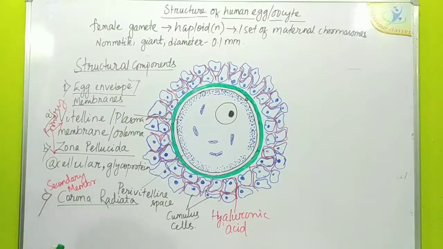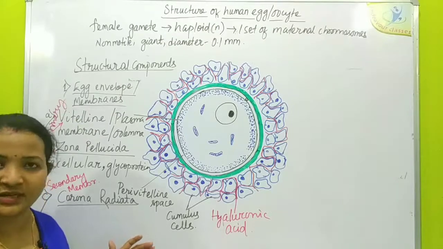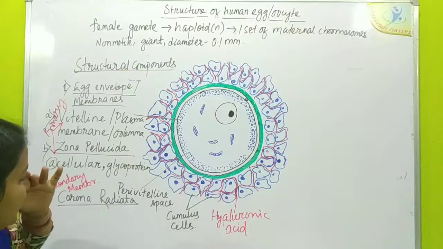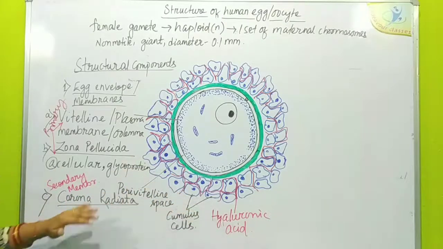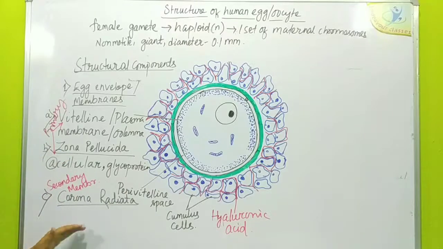In the human egg, only primary and secondary membranes are there, but in some other eggs there is also a tertiary membrane which is formed by the secretion of the oviduct. So in the human egg, we are studying here the human egg structure, that is why the human egg has only primary and secondary membranes.